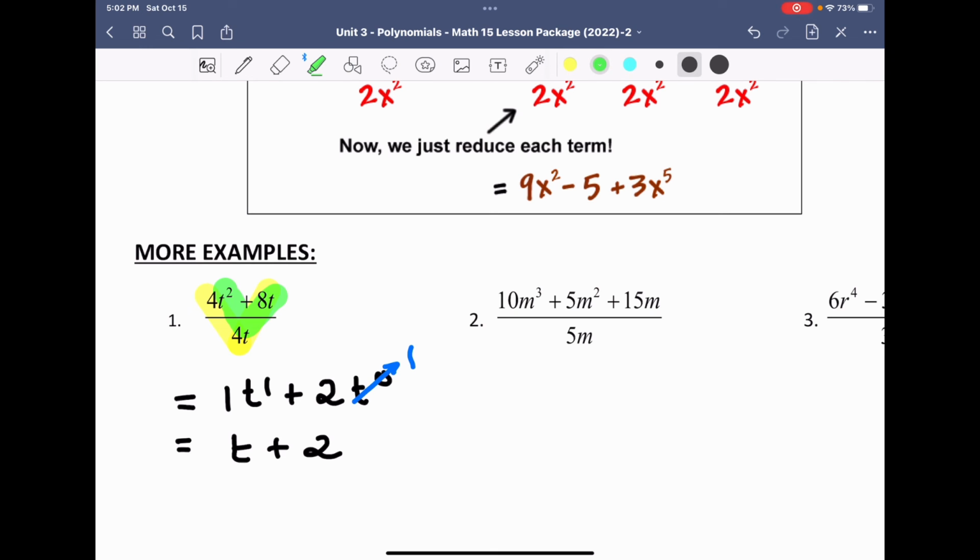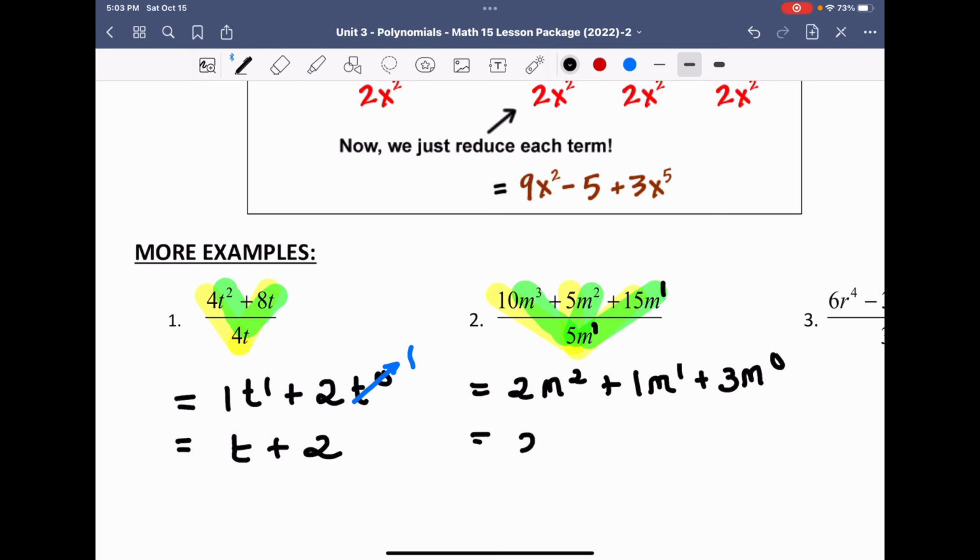Let's do the same thing with the next example. I go, can 10 divide by 5? Yes. 5 divided by 5? Yes. 15 divided by 5? Yes. Is there an m on each term? There actually is. So we know that because there's m's on each term and they all divide by 5, we can do this. This is equal to 10 over 5, which is 2. M cubed over m to the 1 is equal to m squared, plus 5 over 5 is 1. M squared over m to the 1 is m to the 1. And then finally, 15 over 5m, well, 15 divided by 5 is plus, in this case, 3. And m to the 1 over m to the 1 is m to the 0.